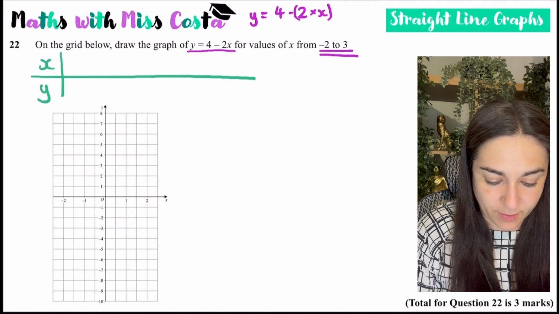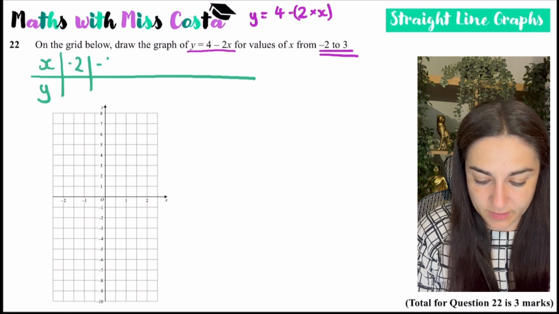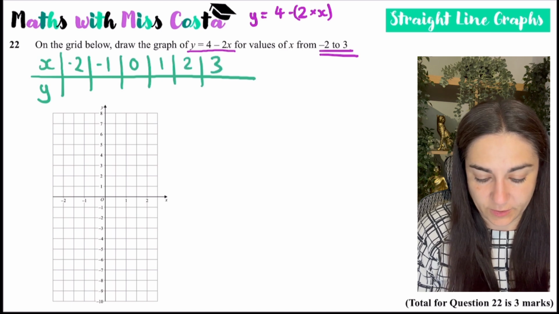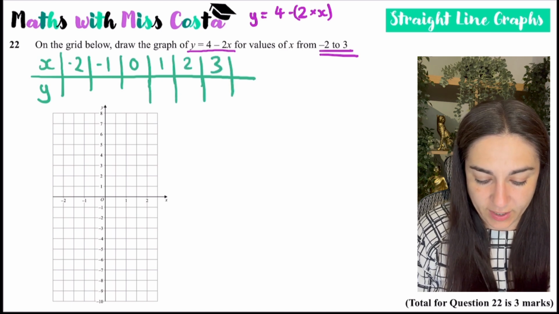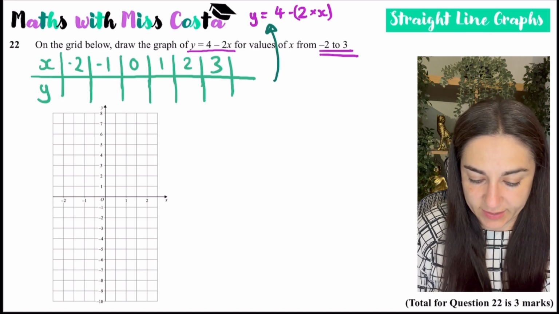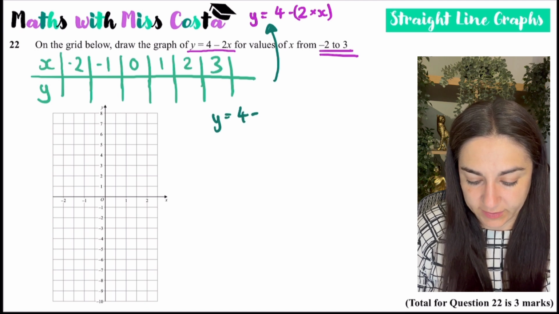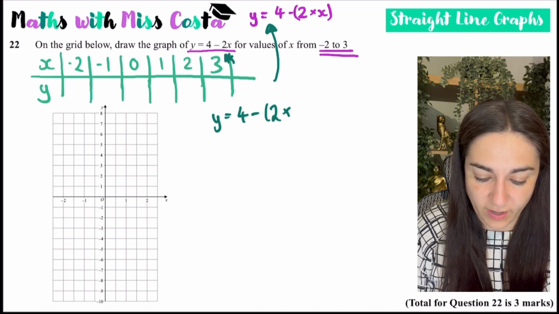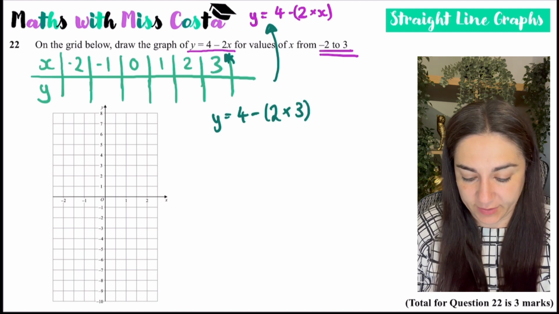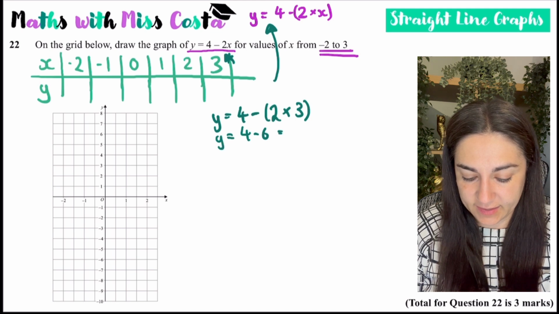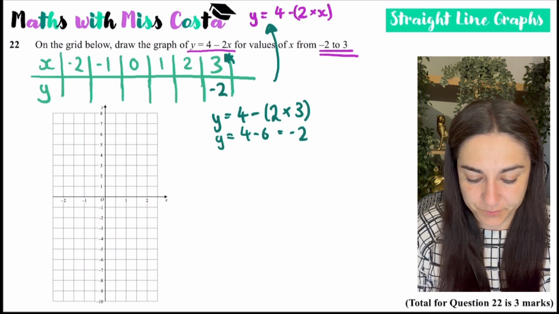So I write my x, I write my y, and I'm going to start from -2 to 3. So -2, -1, 0, 1, 2, 3. And now what I need to do is work out the y coordinates. So the way I do that is by using this equation. So I know that y equals 4, take away 2 times x. And it's always best, easiest, most helpful to start on the right hand side. So over here, when x is 3, I'm going to do 4 take away 2 times 3, which is 6. So y is going to be -2.